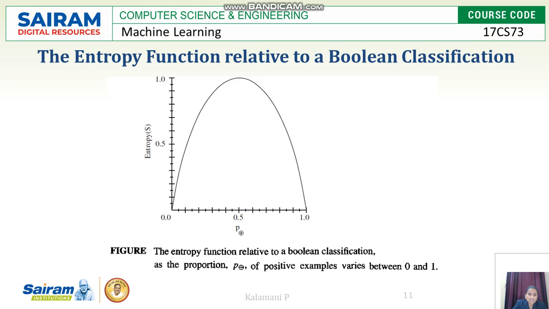This we have represented with the diagram. See here, the function is related to Boolean classification. P plus, the proportion of positive examples, varies between 0 and 1. This is the entropy representation, and the entropy lies between 0 and 1.